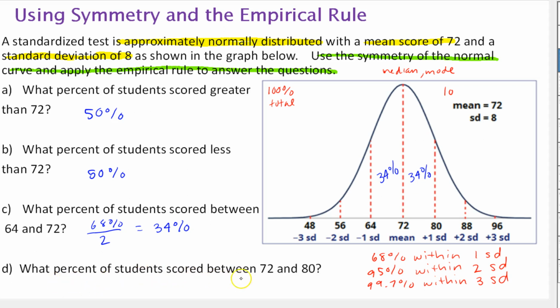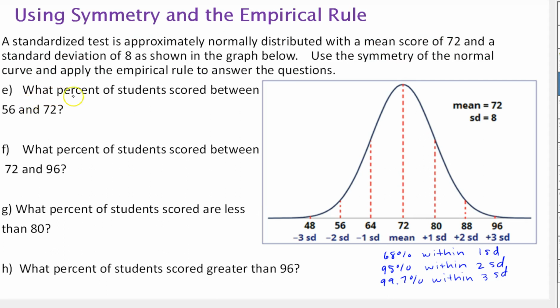What percent of students scored between 72 and 80? Well, that's between, let's just highlight it again, between 72 and 80 is this area right here. And since we found the previous area of 34%, this one is 34% as well. Let's look at the next questions.